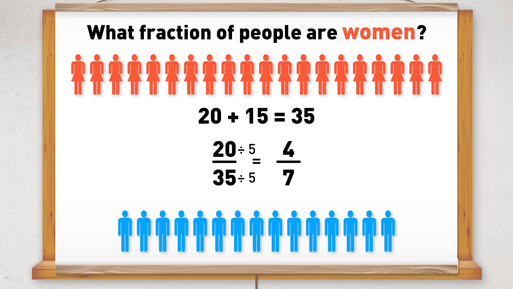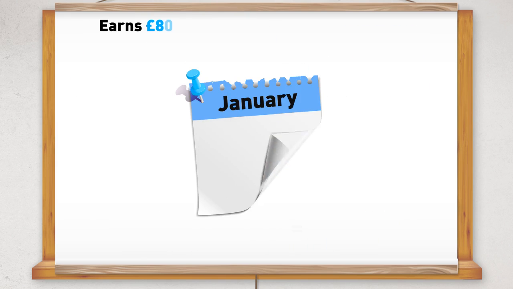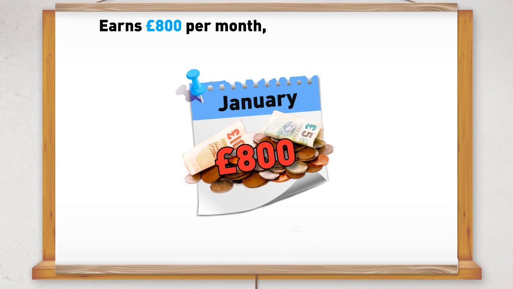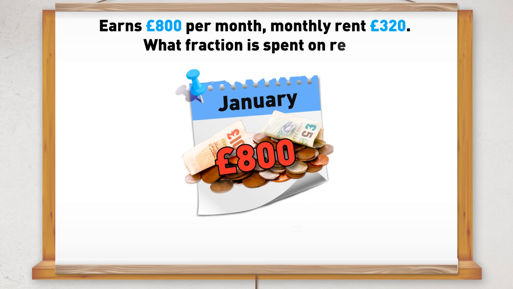Suppose someone earns £800 per month, and their monthly rent is £320, and they want to find what fraction of their earnings is spent on rent. So we need to find what £320 is as a fraction of £800. Although we have units, pounds, because they are the same as each other, we can ignore them and carry on.